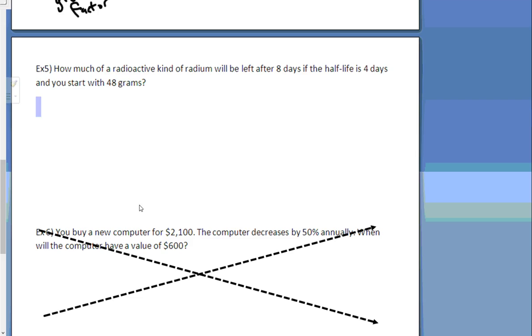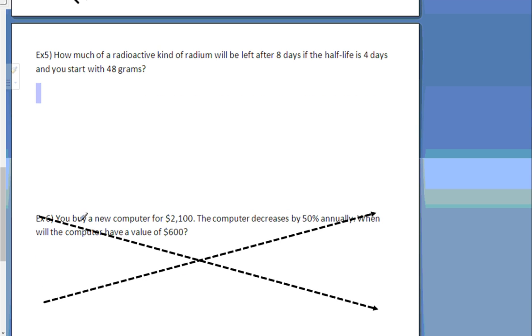All right. Last 2 examples. In your notes, you can knock off this example. We're not going to do that in class. Next problem. And in fact, the rest of these I'm actually not going to do for you. I'm just going to help you set them up. You're going to actually solve them on a calculator later. All right? In this problem, how much of the radioactive radium will be left after 8 days if its half-life is 4 days? And you start with 48 grams of the radium, right? So, first of all, half-life. Let me explain to you what half-life is.